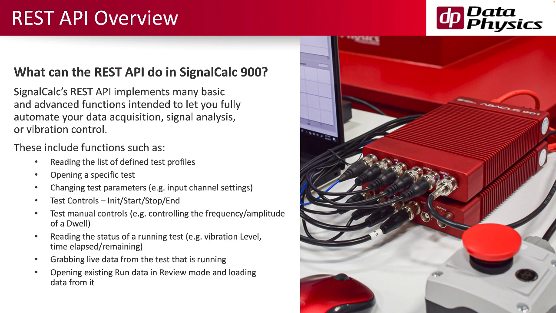You can control the SignalCalc 900 software with the test controls, like the initialize button, start button, stop button, and end buttons. For vibration control tests, while a test is running, you can, through the REST API, execute the manual mode controls. So things like stopping your sine sweep, if you're running a sine sweep, stopping the frequency of the sweep or changing the amplitude of the sweep can all be done programmatically through the REST interface. You can read the status of the test that's currently running. So you get things like elapsed time, start time, remaining time, test level.